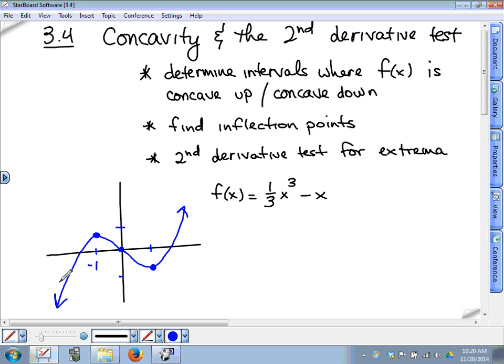Just referring back to last time's lesson, increasing or decreasing right here. What do you say? Down here? Decreasing. Increasing. Okay, we're good on that.